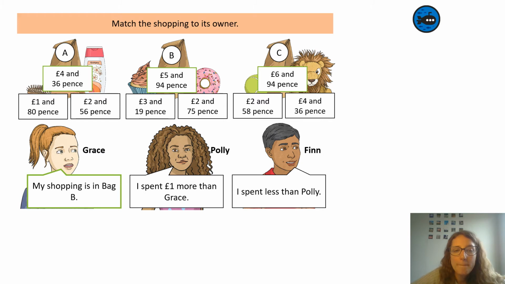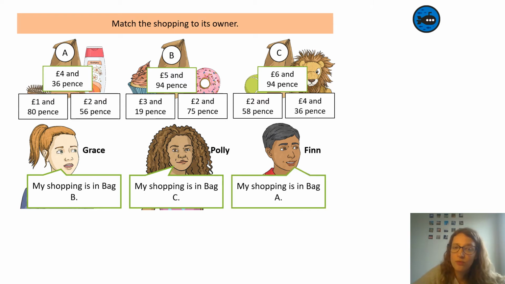Polly spent £1 more than Grace. So Grace spent £5.94. So £1 more would be £6.94. So Polly's bag is bag C. Okay, and we're left with one bag, but we will check it. Finn said he spent less than Polly. So £4.36, is that less than Polly's bag? Yeah, so we've matched all three. Okay, so use the clues you've got as well as your addition knowledge to help you solve that problem.